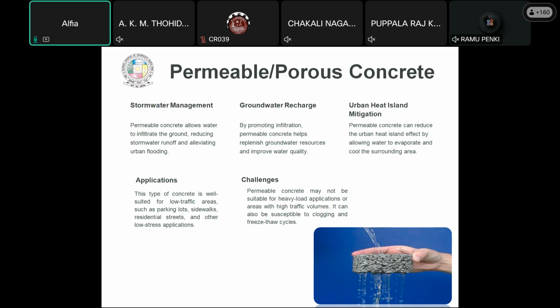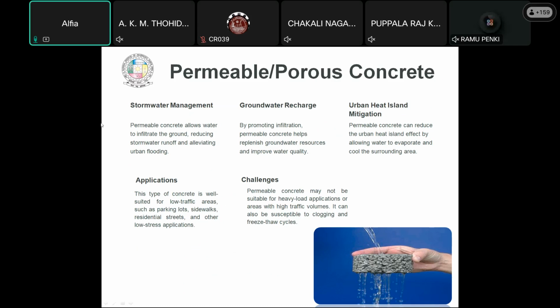Over time, the voids in permeable concrete can be clogged with sediments or debris during infiltration of water through it. So regular maintenance of permeable concrete is required. For this, we use vacuum sweeping or pressure washing. These are required for the regular maintenance of permeable concrete. Otherwise, after a few years, all the pores can get clogged and it will not serve the purpose for which it has been designed.